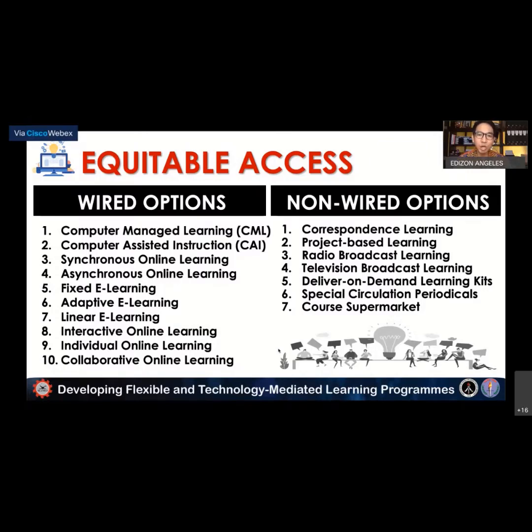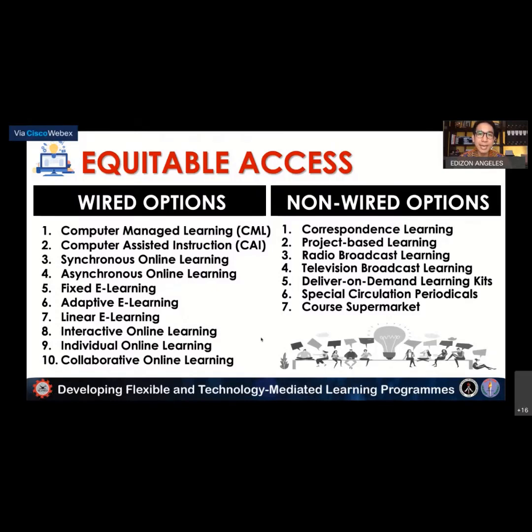I'd like to pay attention to project-based learning, deliver-on-demand learning kits, and course supermarkets among the non-wired options, because these three currently are being explored by a lot of countries now migrating towards a lesser or more enabling form of quarantine measures, in which students can really choose what to learn at a given time without necessarily having to follow a very rigid and structured curriculum. To me, this is the future that flexible learning is going to open, when students can really decide for themselves where they will begin, what kind of content and experience they will have to go through, on their own or under the guidance of certain adults or significant others. But the rest are known options already available to all of us.